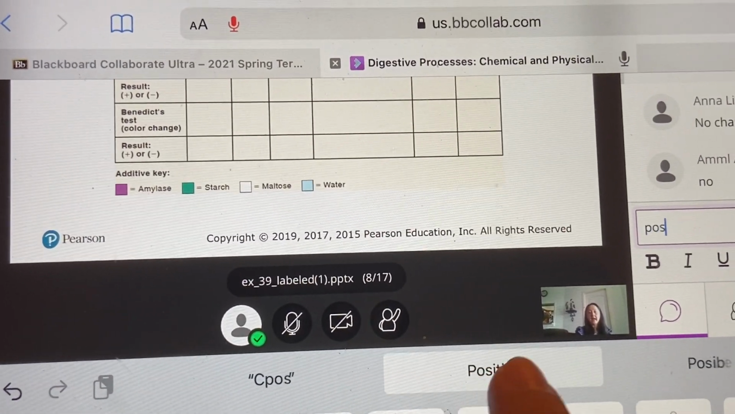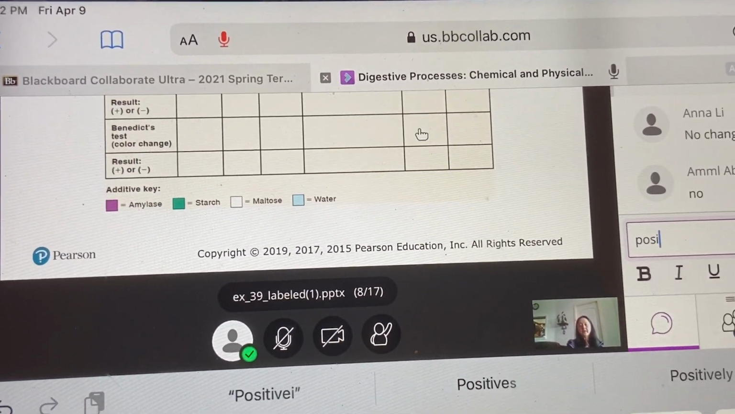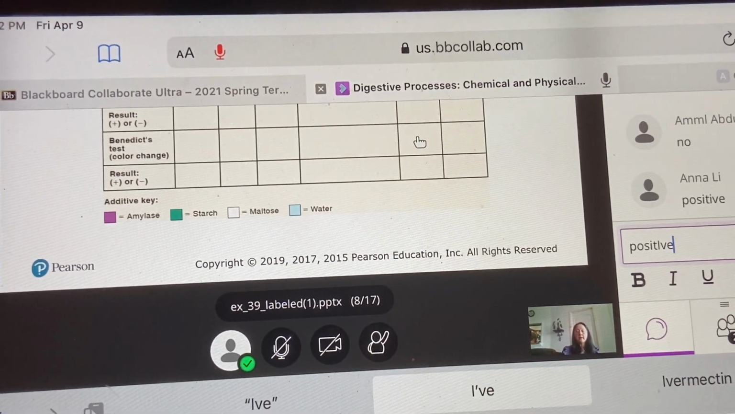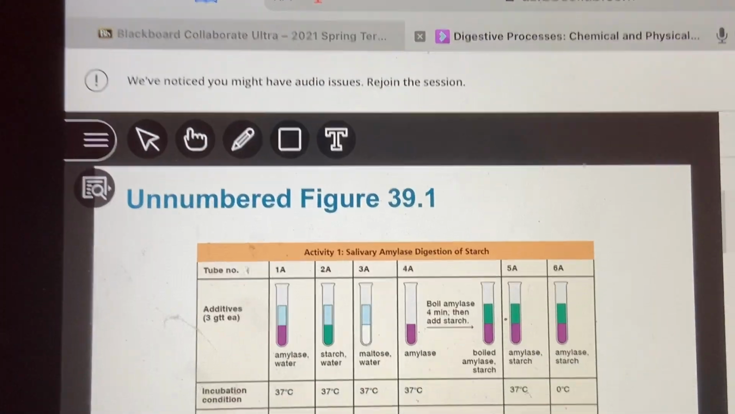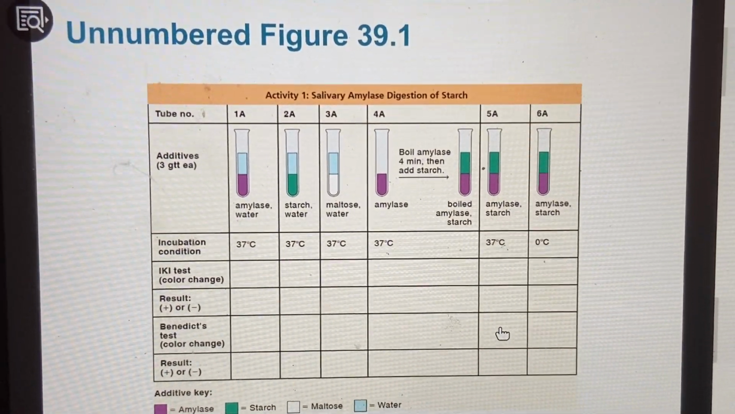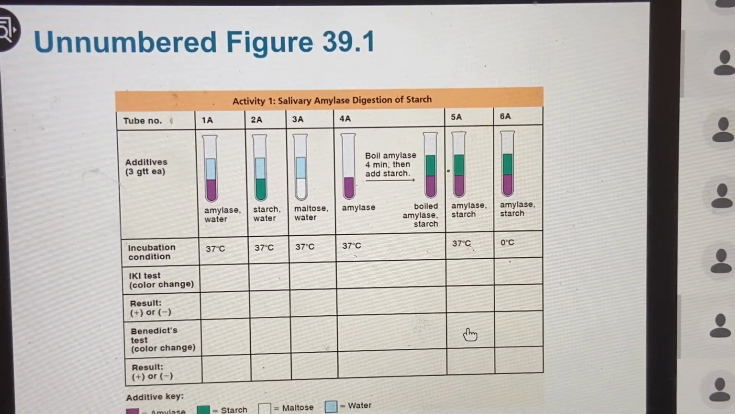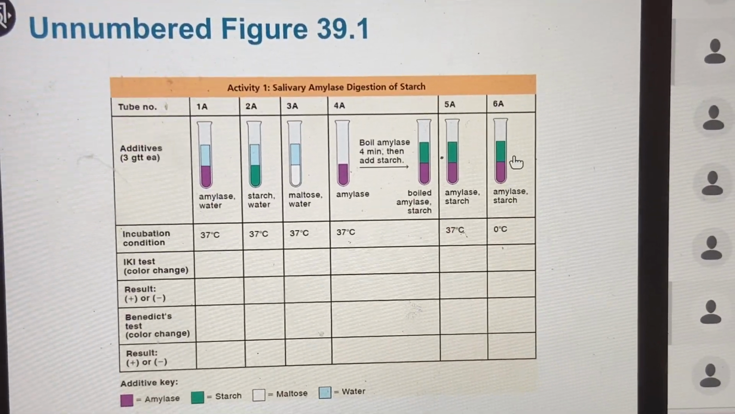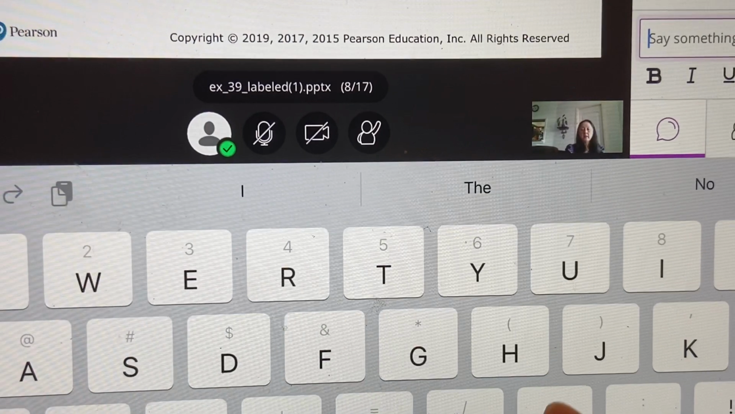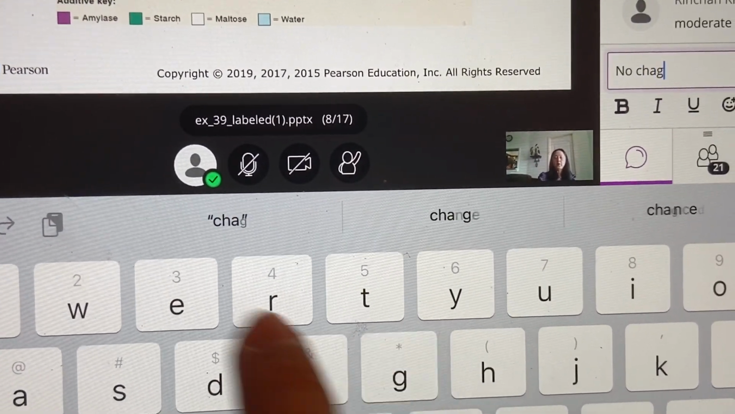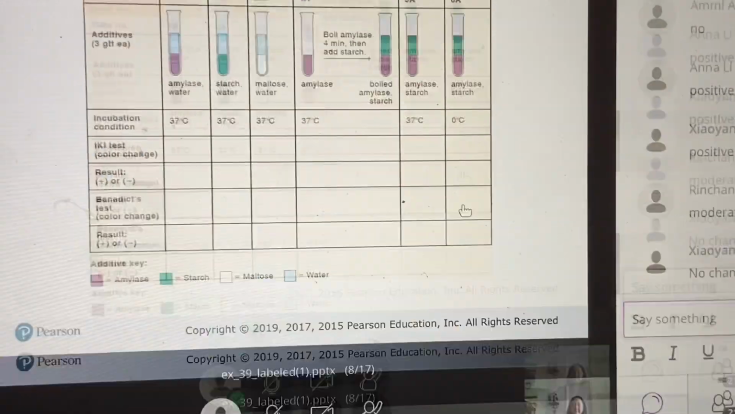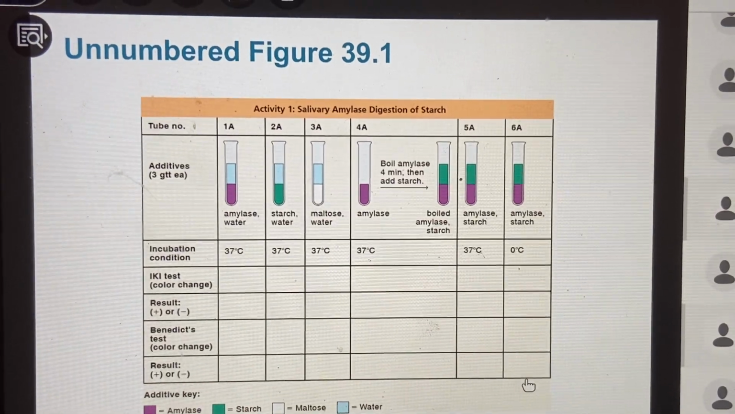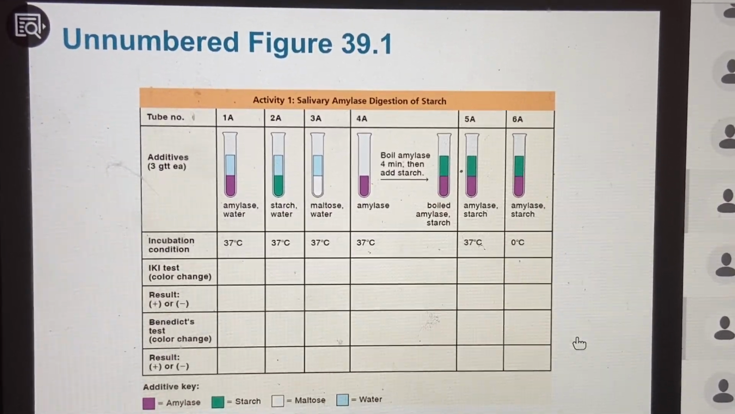What about amylase and starch? Soak at 37. Benedict's test. Will there be simple sugar there? Yes, because amylase is working well. Okay, you can say moderate. You can put green, orange, or put color in your chart. Okay, and positive. What about here? Amylase, soak at 0. What will be your Benedict's test? No color change, okay? Negative, all right? So that's what you will do for the carbohydrates.